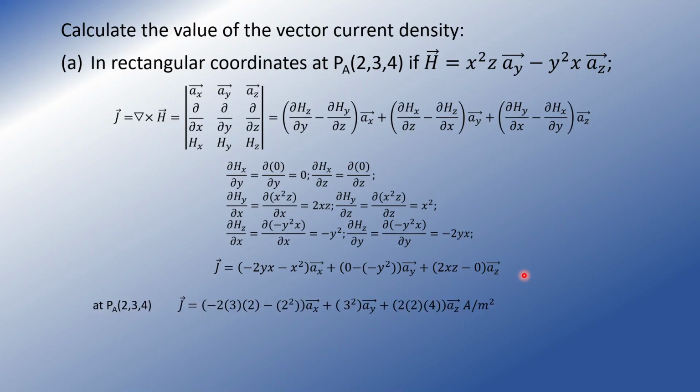We'll simplify the equation and we have to find this at 2, 3, 4. Once we have simplified the equations, for x substitute 2, for y substitute 3 and for z substitute 4. When you substitute this, you get the current density in amperes per meter square and the answer will be minus 16 ax plus 9 ay plus 16 az ampere per meter square. Please take a moment to solve this in your calculator.